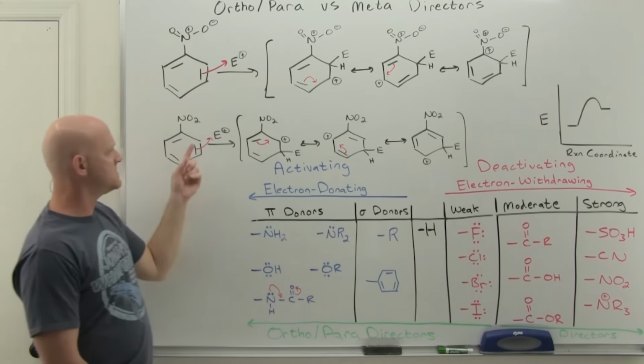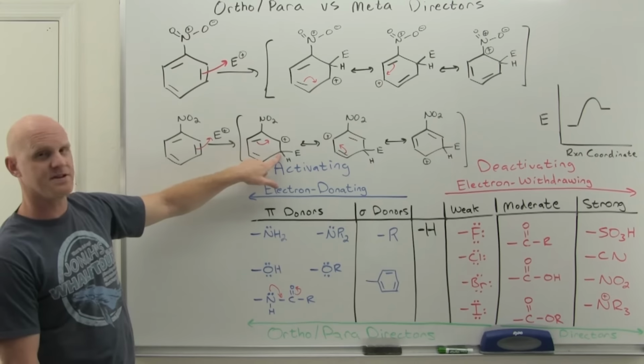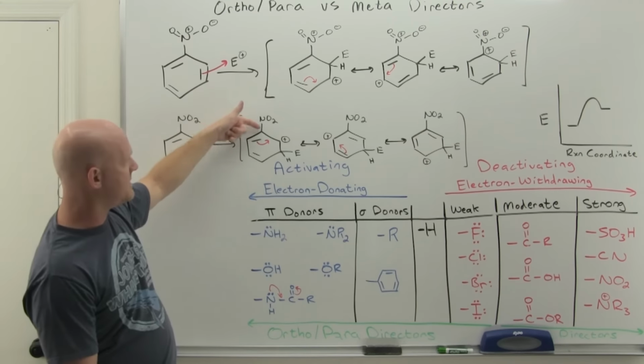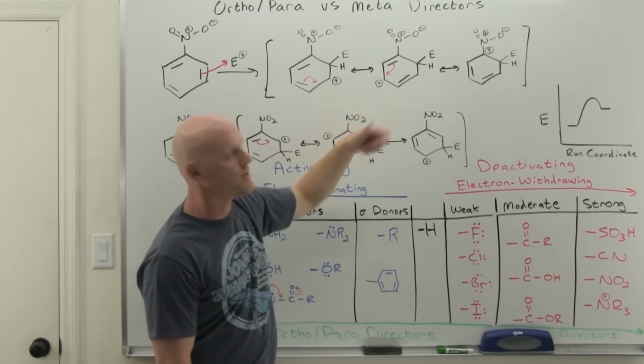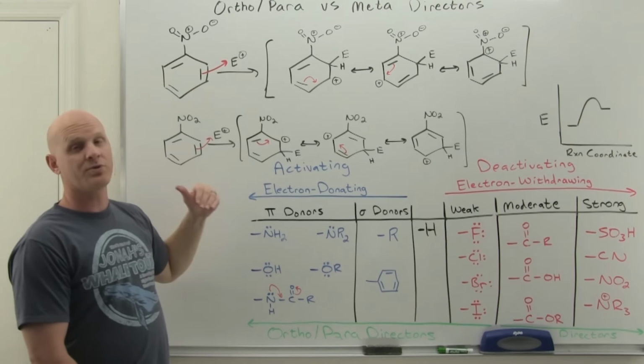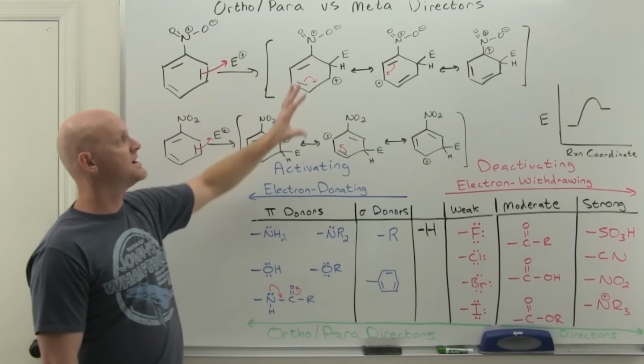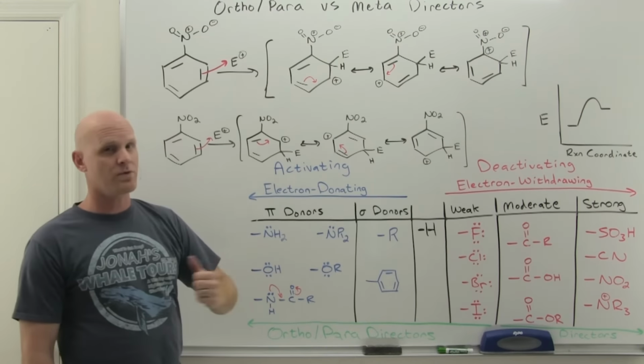Whereas if we do the substitution instead at the meta position, look at the three carbons where your plus charge ends up. It never ends up adjacent to the electron withdrawing group. And so it turns out that withdrawing group is still going to destabilize this sigma complex, just not as much as if we'd done the substitution in the ortho or para positions.